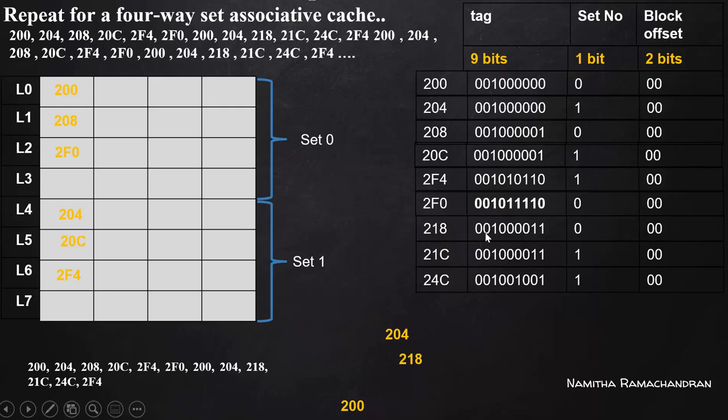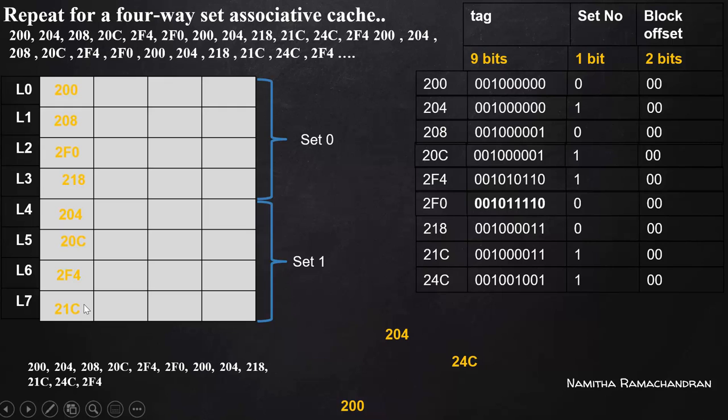Next is 218. 218 we need to place into set 0 in a free line. Here we have a free location, so place it here. Next is 21C, where we want to place it into set number 1 in a free location. Here we have one free location, so place it here. Next is 24C. 24C, here we have no vacant space. We need a vacant space in which set? Set number 1. Okay, here now we have no vacant space.